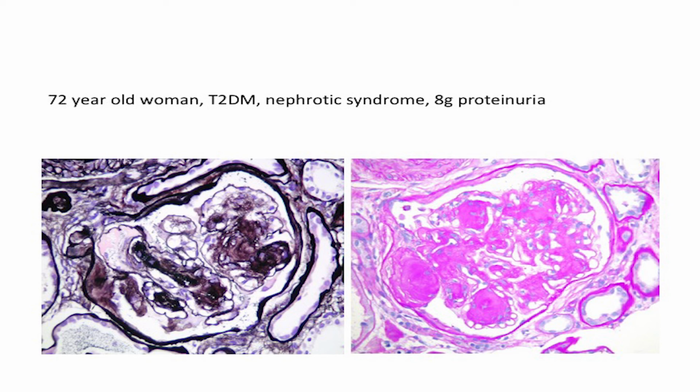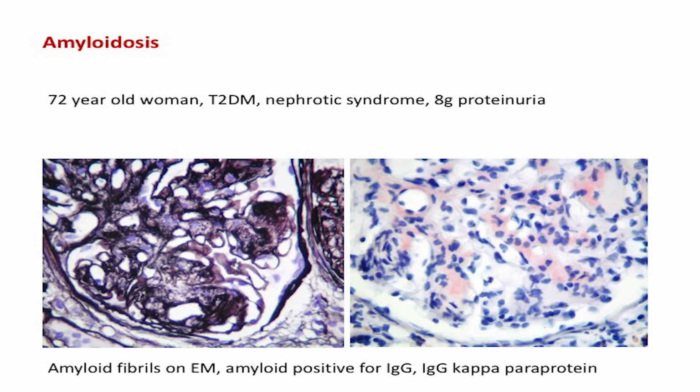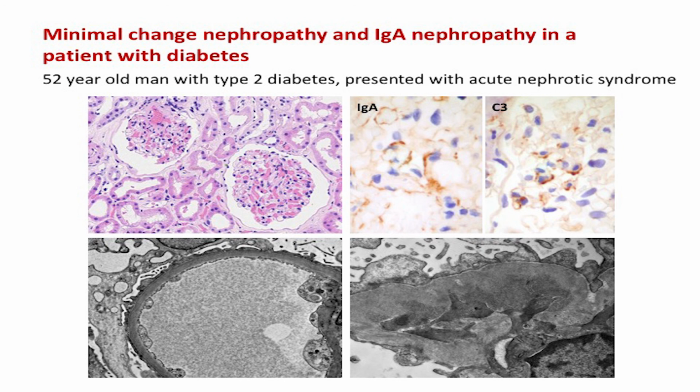Just hope that your pathologists routinely do a Congo red stain. I know they don't in the US and other parts of the world, because if they don't, they will miss this. So this is a nodular sclerosing diabetic nephropathy and amyloidosis. And in this patient, they turned out to have IgG kappa amyloid deposits in their kidneys. And it was that which was the explanation for the nephrotic syndrome.